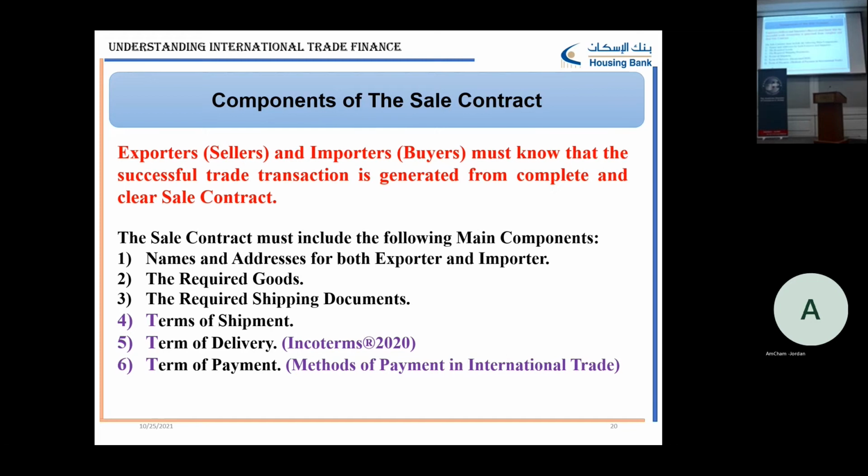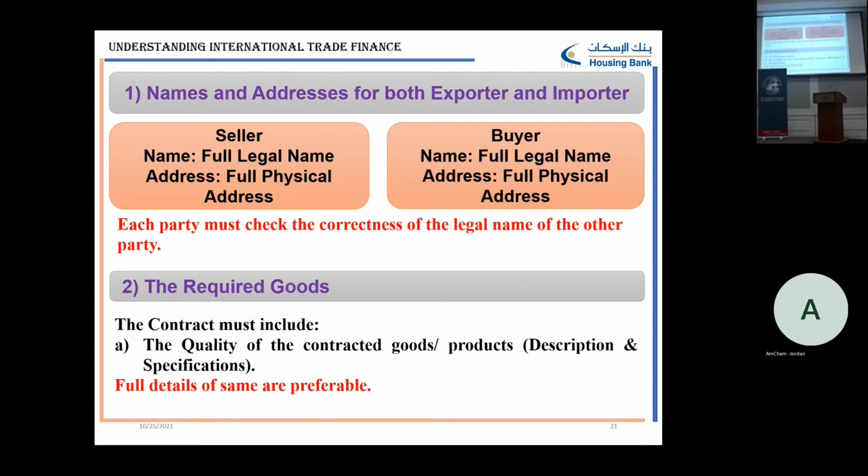The components that must be inserted in the sales contract: we have the names and addresses for both exporter and importer, the required goods, and the specification of the required goods, the required shipping documents, which are the documents needed by the importer to release the goods at customs in this country, like invoice, bill of lading, packing list, etc. We will talk about them now. The terms of shipment. It is a major component, the 3 T's now we have: the terms of shipment, the terms of delivery, the Incoterm, and the terms of payment. How can the importer pay the exporter against these goods? I will talk about them in detail now.